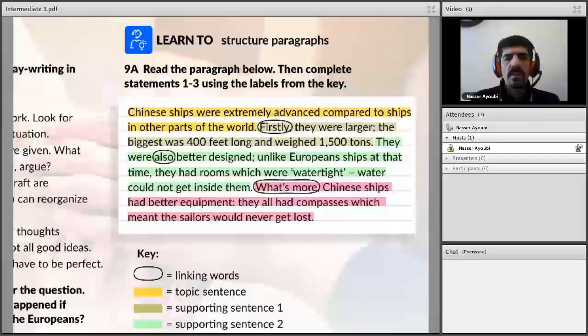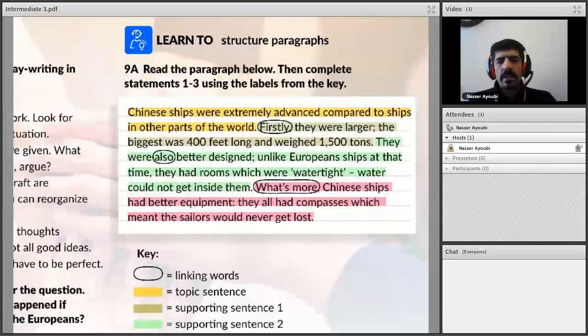So, Chinese ships were extremely advanced compared to ships in other parts of the world. Firstly, they were larger. The biggest was 400 feet long and weighed 1,500 tons, or we can say weighed 1,500 tons. They were also better designed. Unlike Europeans' ships at that time, they had rooms which were watertight. Water could not get inside them. What's more, Chinese ships had better equipment. They all had compasses, which meant the sailors would never get lost.